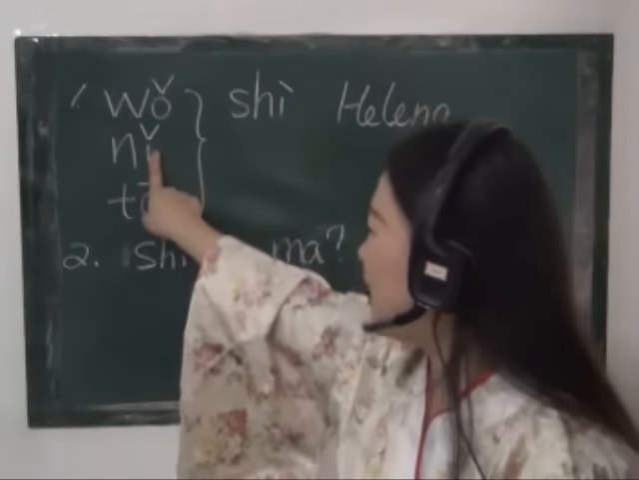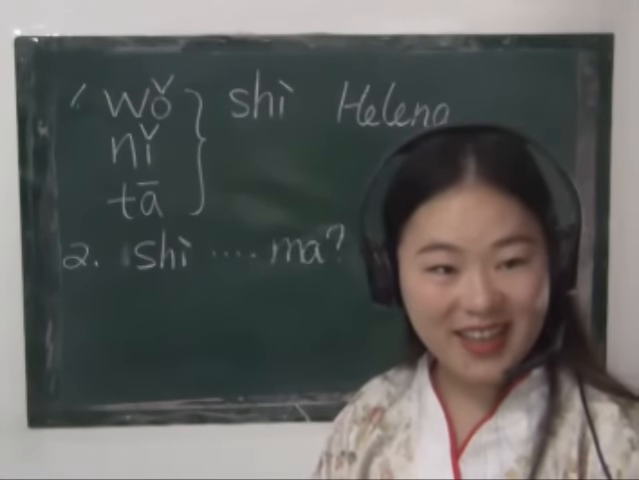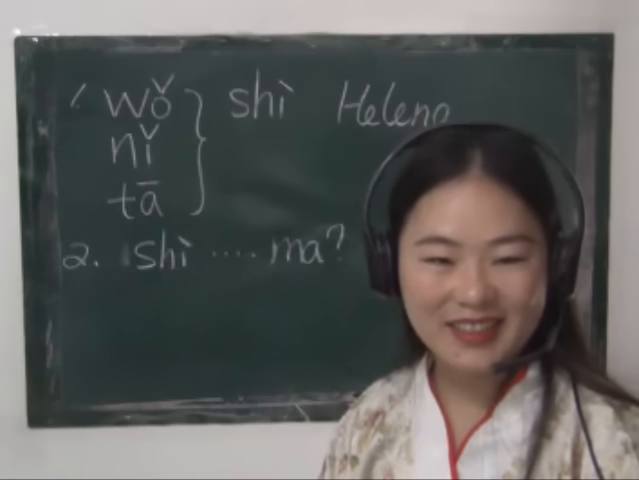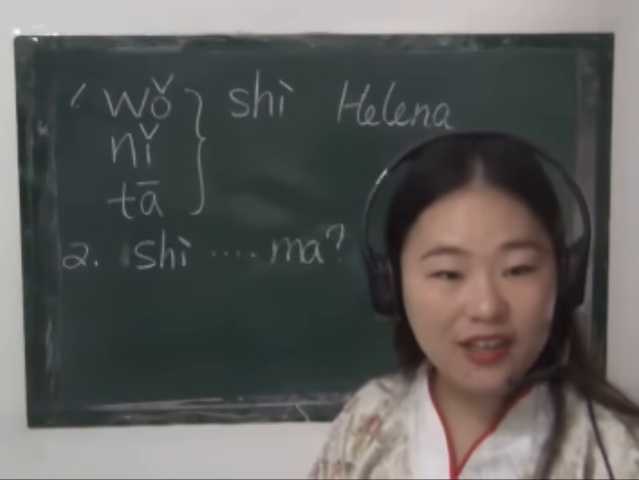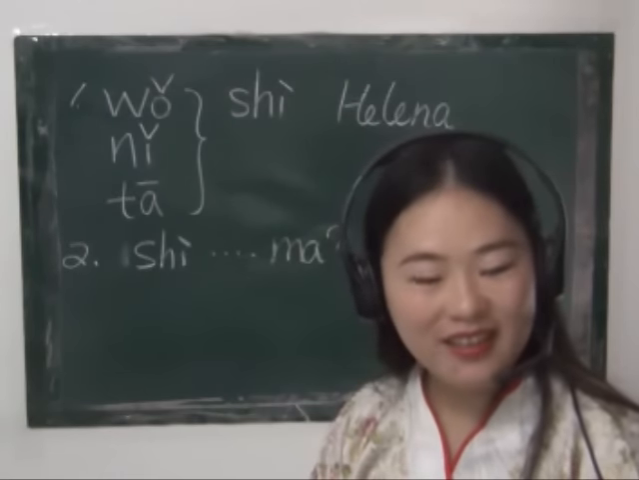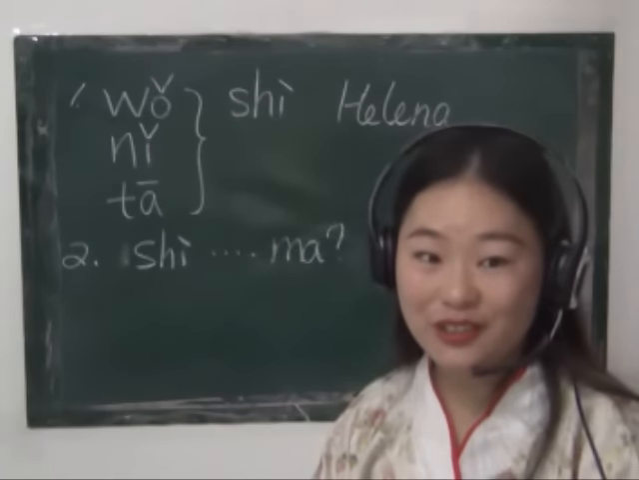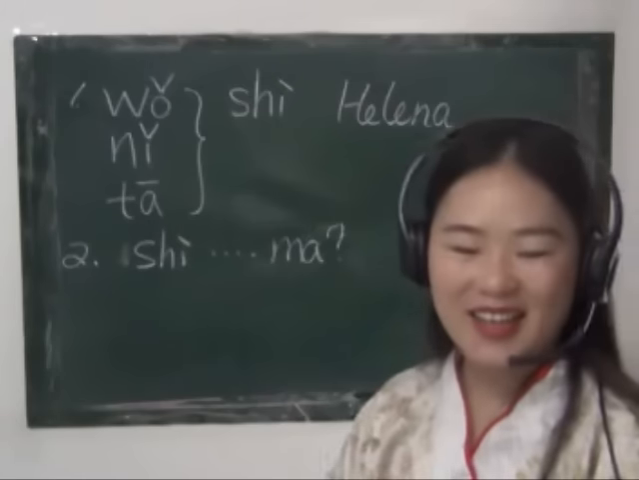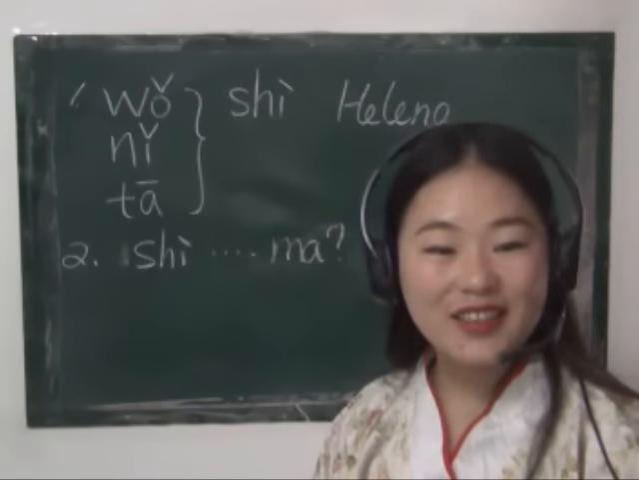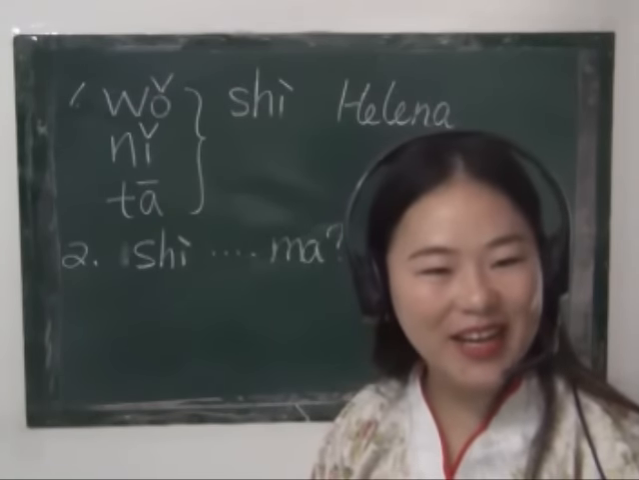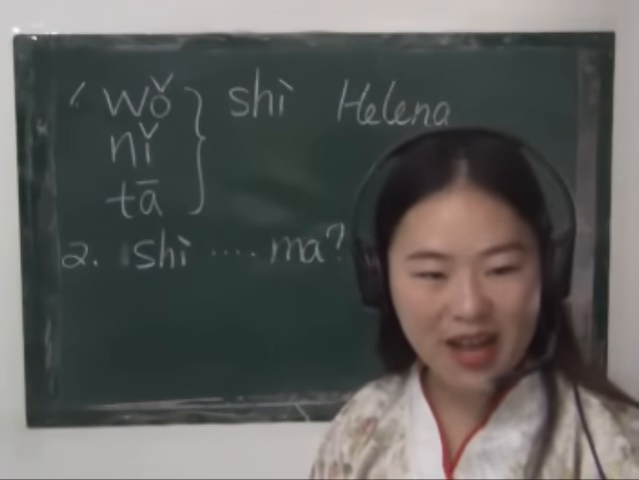Attention, we just use 你, right? 你是 Helena 吗? Try that again. Are you Helena? 我是 Helena. Very good. And 她是 Maggie 吗? Is she Maggie? What about you? Can you try to ask me 他是 something 吗? Okay. 他是 Michael. You're right. 他是 Michael. Okay, this is 他是 something 吗?